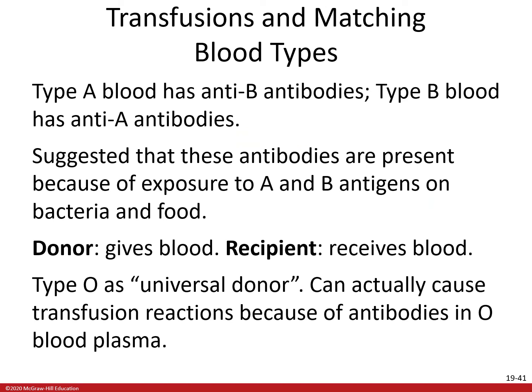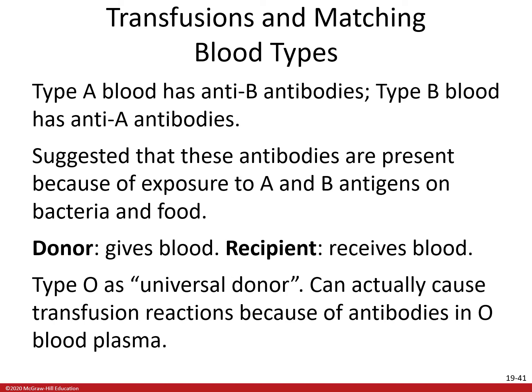So when it comes to transfusions and matching blood types, type A blood has anti-B antibodies and type B blood has anti-A antibodies. So obviously you cannot donate from someone who is A to B and vice versa. It is suggested that these antibodies are present because of exposure to A and B antigens on bacteria and food. So that is the purpose: type A blood has those anti-B antibodies, and vice versa for B to A antibodies.